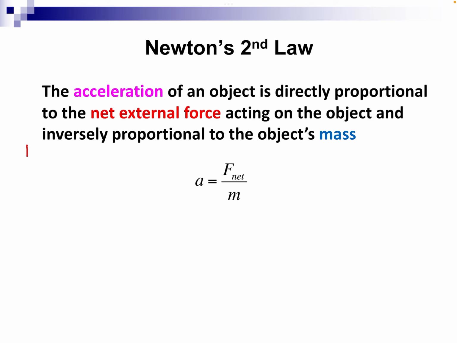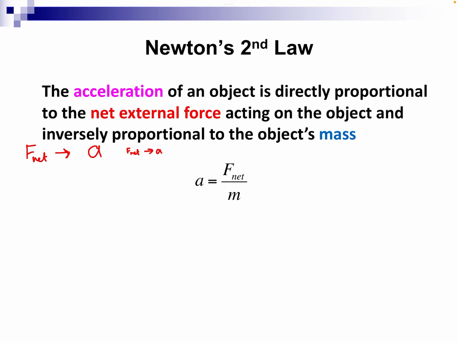So it says that if the net force is big, then this will result in a big acceleration, which makes sense because if you pull an object with a very strong force, the object will move quickly with a bigger acceleration, as opposed to when you exert a small net force. If you pull an object with a small net force, then the object will have a smaller acceleration.